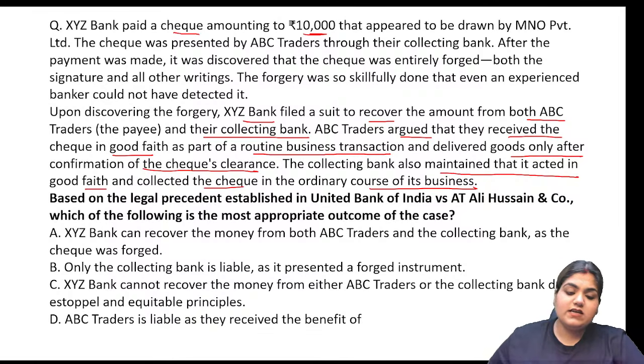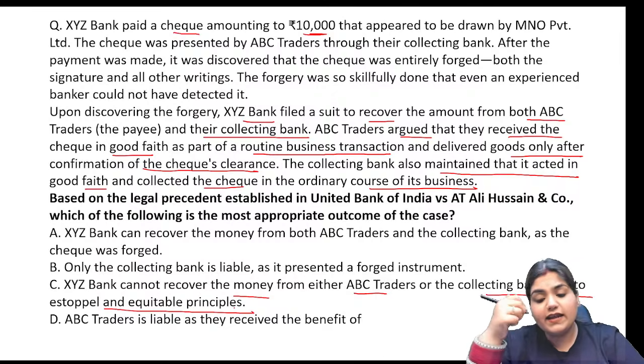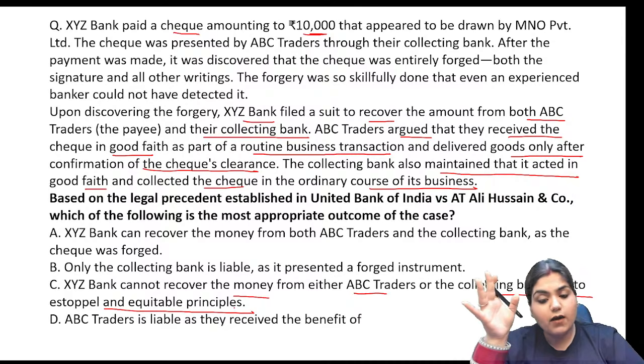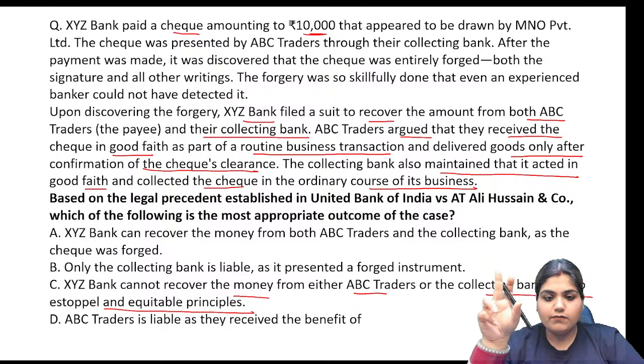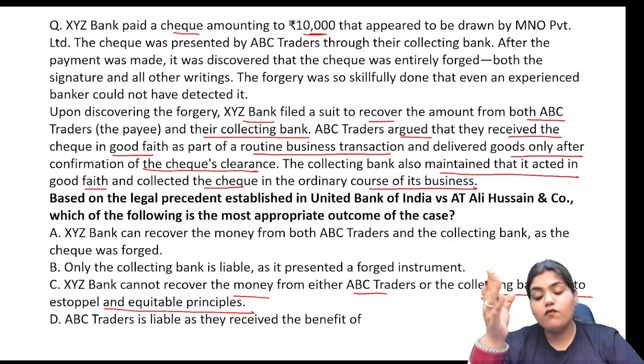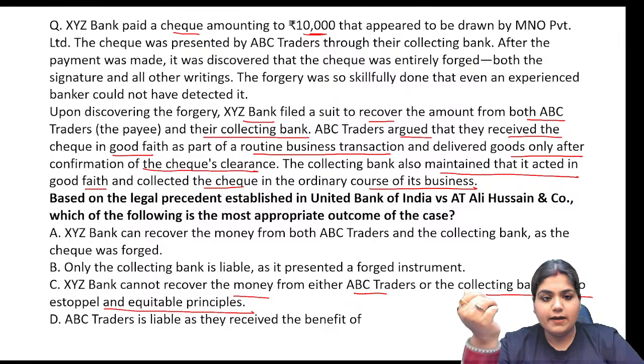C is the correct answer. XYZ Bank cannot recover the money from either ABC Traders or the collecting bank due to estoppel and equity principle. Nobody was acting in bad faith. Everybody was vigilant enough. Everybody was doing their part. You cannot claim money. Now who is going to suffer? Who will actually be paying? Is it the customer whose account got debited, or is it the bank?